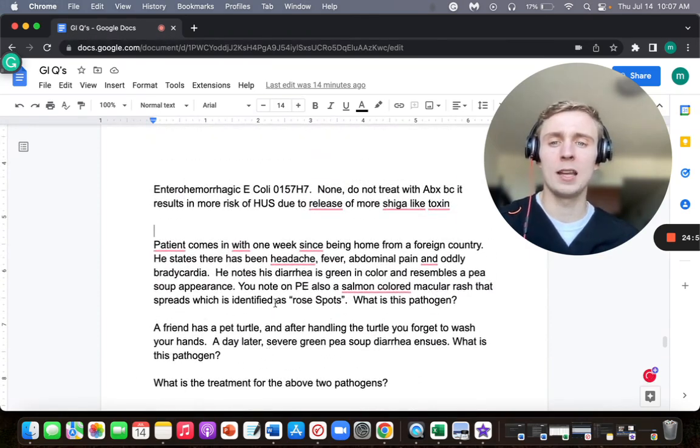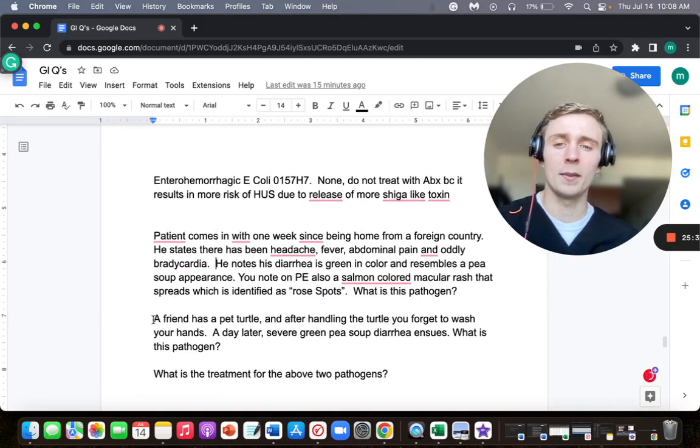Okay, so next one. Patient comes in 1 week since being home from a foreign country. He states there's been a headache, fever, abdominal pain, and an odd bradycardia as well. He notes his diarrhea is green in color and resembles a pea soup appearance. You note on physical exam also a salmon-colored macular rash that spreads, which is identified as rose spots. What is this pathogen? So the few classic things here: rose spots, which is a salmon-colored macular rash, diarrhea of green color resembling a pea soup appearance, and a paradoxical bradycardia as well.